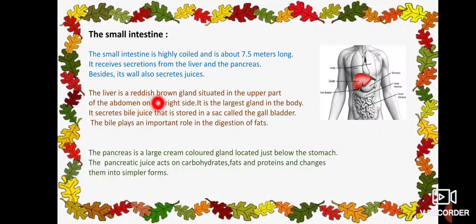The liver is a reddish brown gland situated in the upper part of the abdomen on the right side. See, in your body, at the right side and at the upside of the stomach, this liver is located. It is situated at the upper part of the stomach.